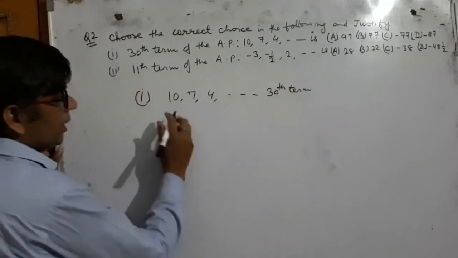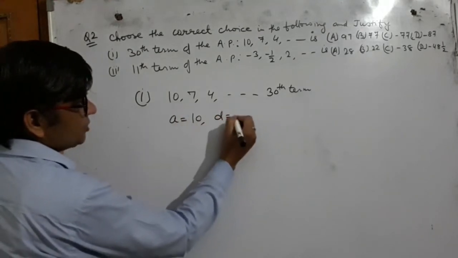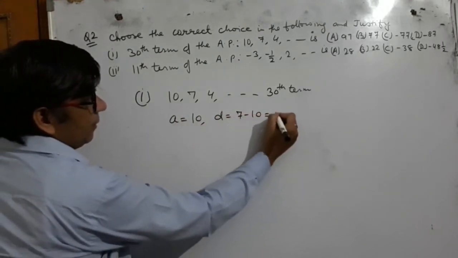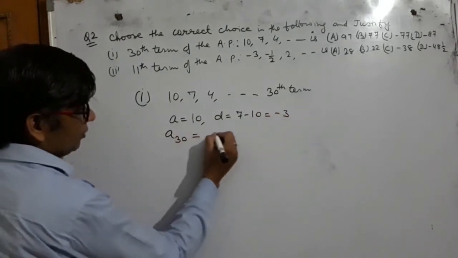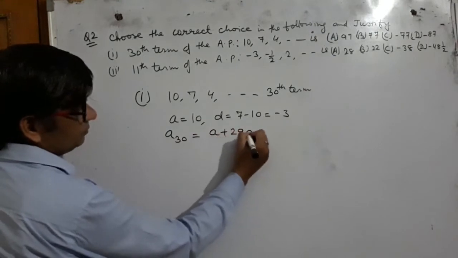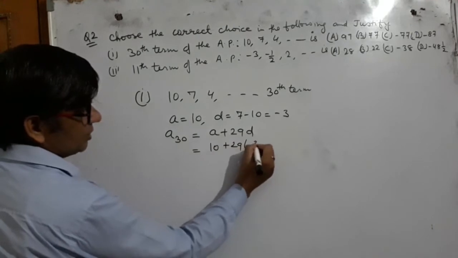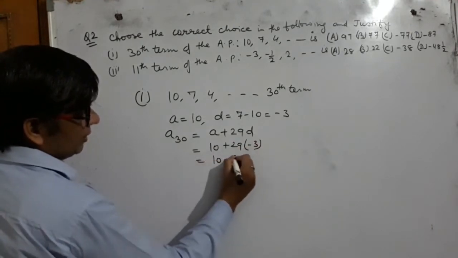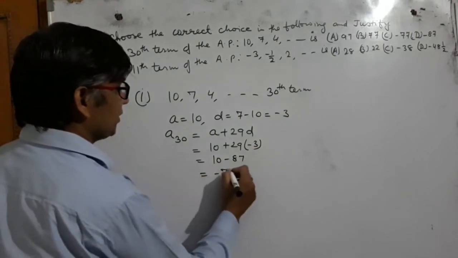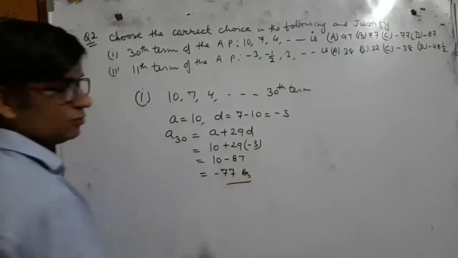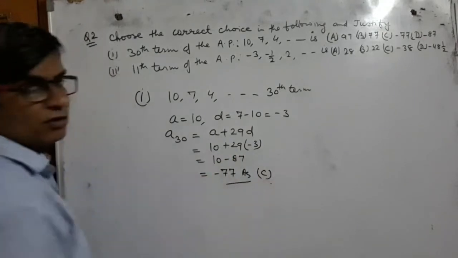Okay, so A is 10 and common difference D is 7 minus 10, minus 3. So a30 equals to A plus 29D. A is 10, 29, D is minus 3. So 10 minus 87, 29 into 3, 87. So 10 minus 87 is minus 77. And option C is the correct option.